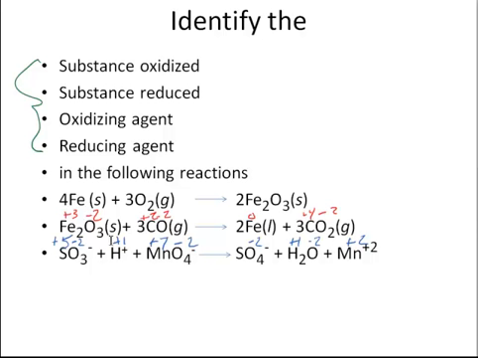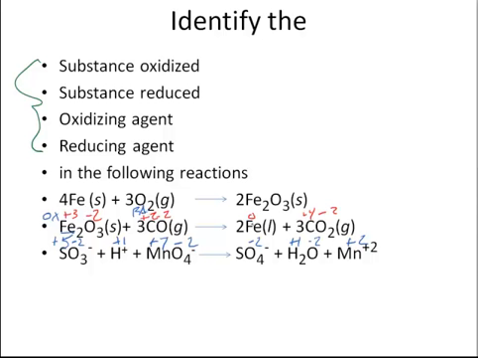So in this second reaction right here, iron's going from plus 3 to 0, so that is getting reduced, right? Carbon here is going from plus 2 to plus 4, so that's getting oxidized. Since iron is getting reduced, it must be the oxidizing agent. And since carbon is being oxidized, it must be the reducing agent.